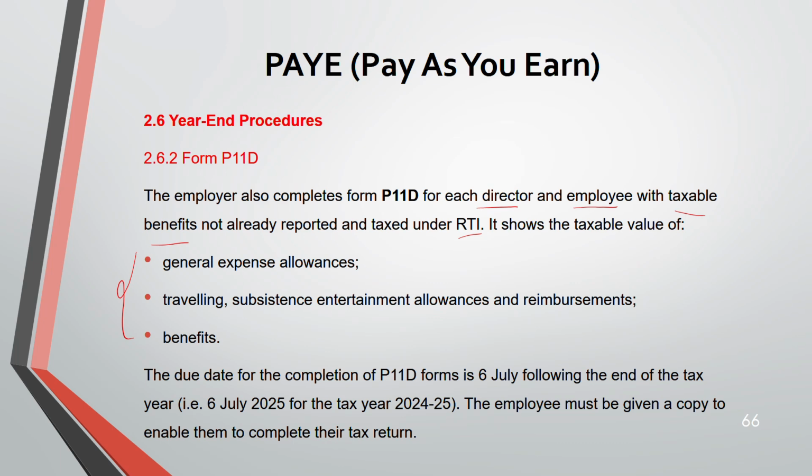And what is the due date for the completion of this form? 6th July following the end of the tax year. So 6th July 2025. The employee has to be given a copy. See, who is completing this form? The employer. Therefore, the employee also has to be given a copy of this so that they can complete their tax return.